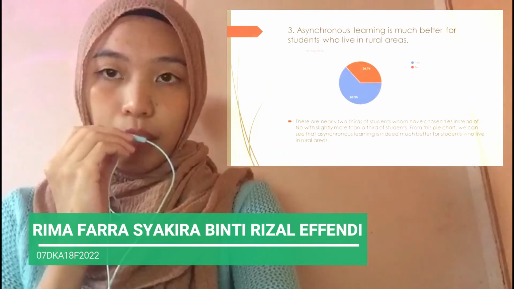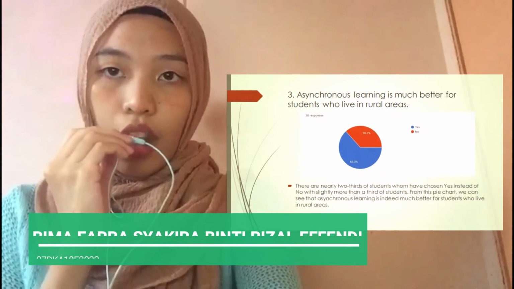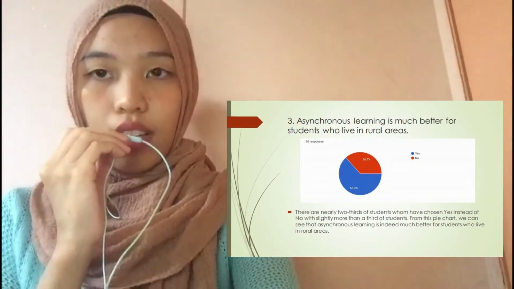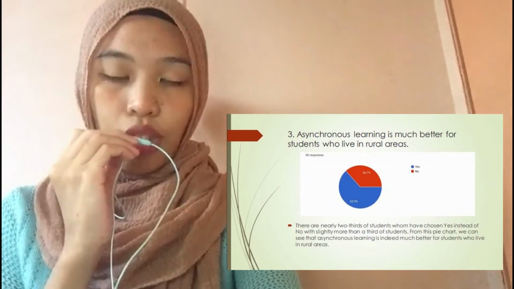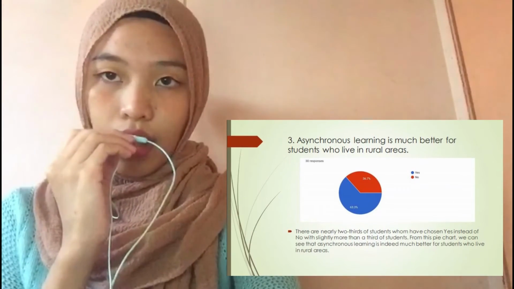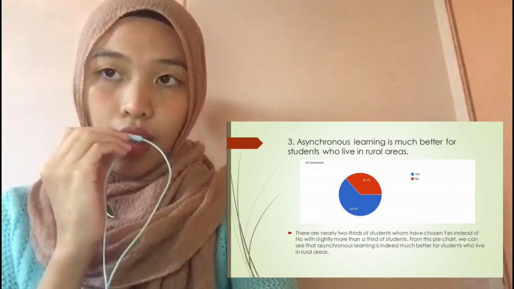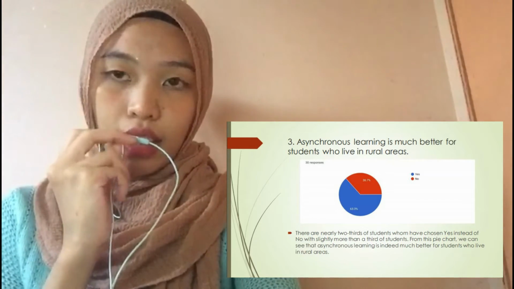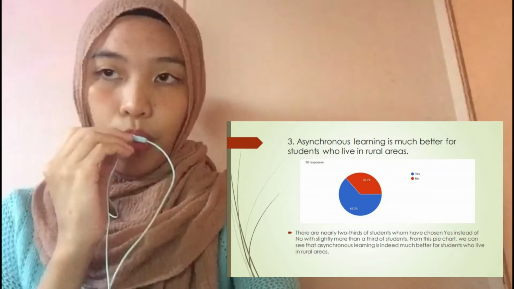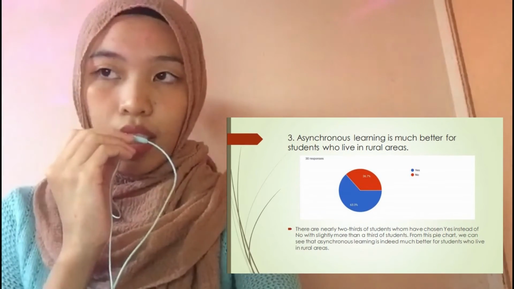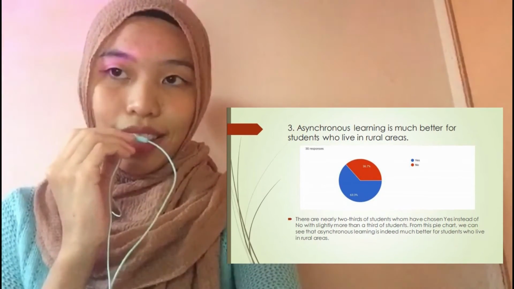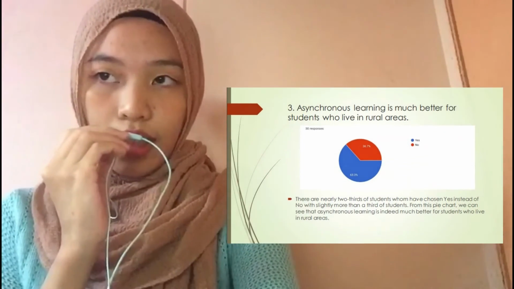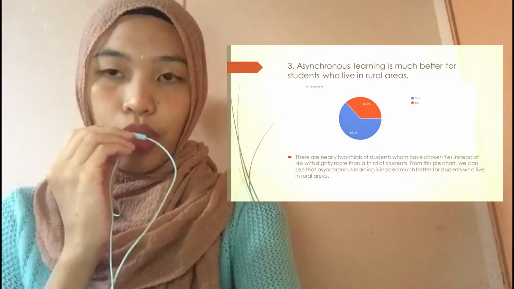Asynchronous learning is much better for students who live in rural areas. In this pie chart, 63.3% have chosen yes instead of no. There are nearly two-thirds of students who have chosen yes instead of no, with slightly more than a third of students. From this pie chart, we can see that asynchronous learning is indeed much better for students who live in rural areas.